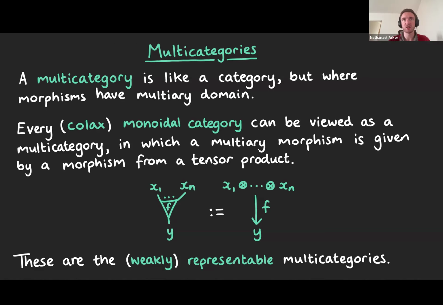In fact, this describes an embedding of monoidal categories into multicategories. And we call any multicategory arising in this way a representable multicategory. And in fact, this works for lax monoidal categories too, where the associator and unitors are non-invertible. And we call such multicategories weakly representable.